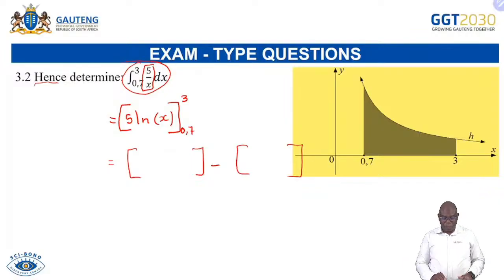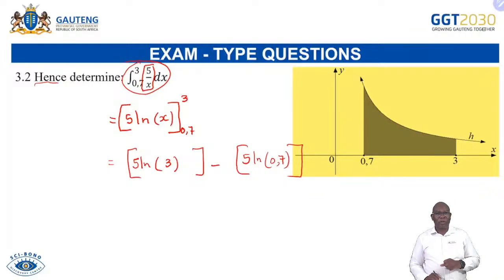The next mark that will go, it will be to put in those boundaries, the upper limit and the lower limit, the upper boundary and the lower boundary. So what do we do from here? 5 ln 3. What do we do then? 5 ln 0,7. I know my boys and girls, this question you're going to get full marks. I have confidence in this.